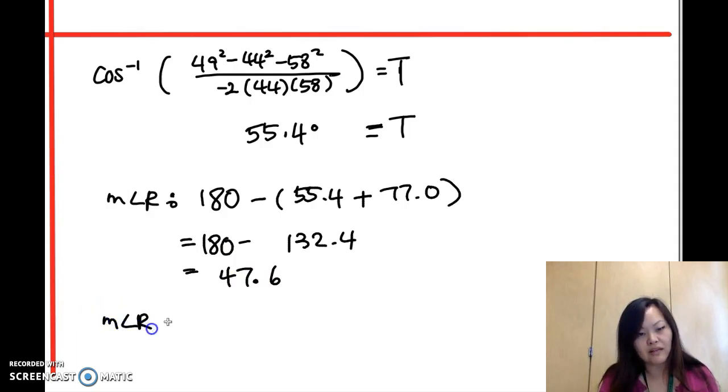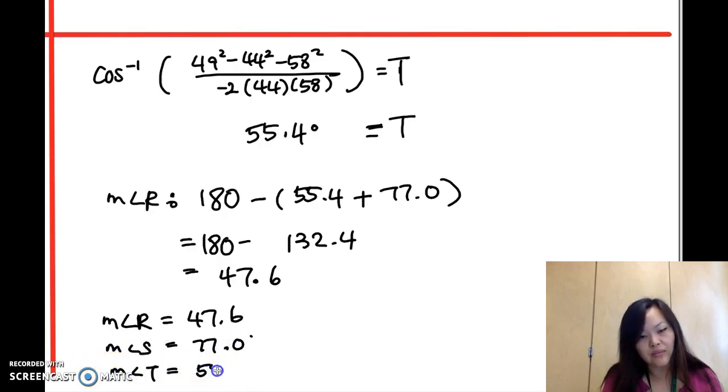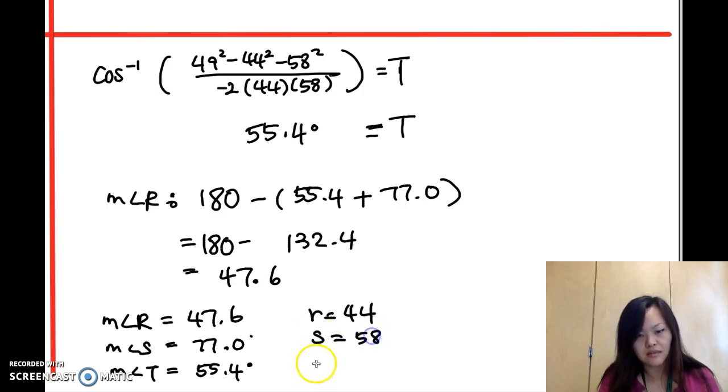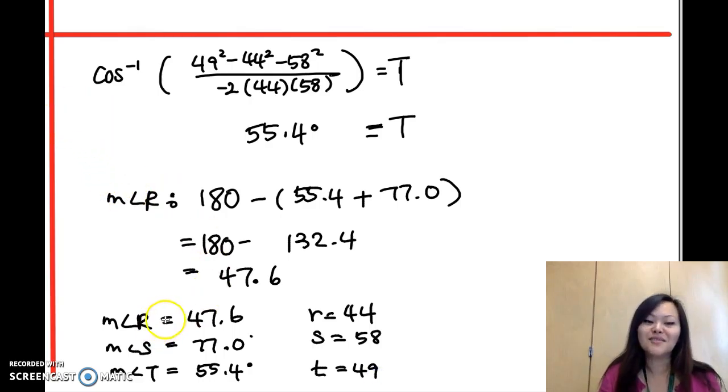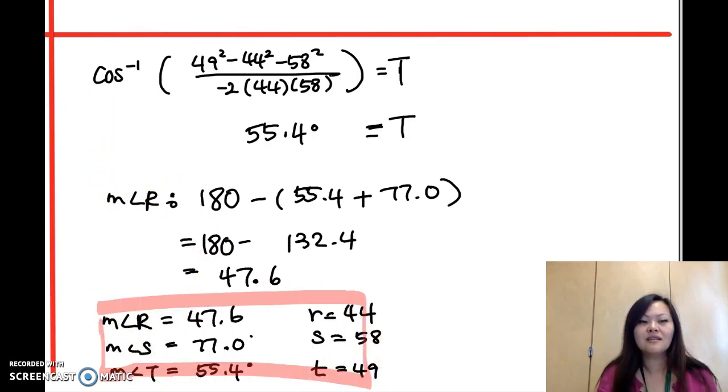So the measure of angle R is 47.6. Measure of angle S is 77.0. Don't forget the 0.0, that's kind of important. Measure of angle T is 55.4, because the question said round to the nearest tenth, right? And all three sides were given to us, but I'm just going to write it because I have to, right? So on the test, this is what you have to do. All right? And so that's it.